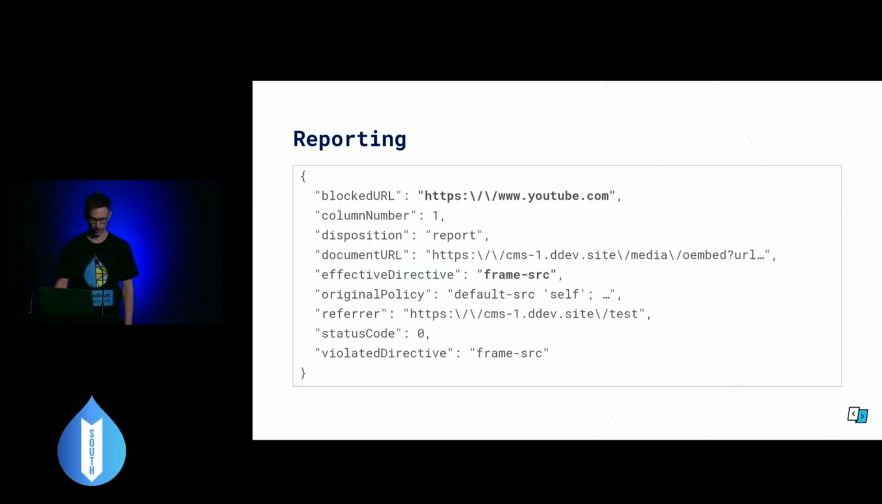This is what a report looks like. Basically, I added a YouTube video out of the box in Drupal CMS with my policy that I had before, and this is the report that I get. It tells you the blocked URL is youtube.com. The directive is frame source. Okay, so that tells me I need to update my policy.